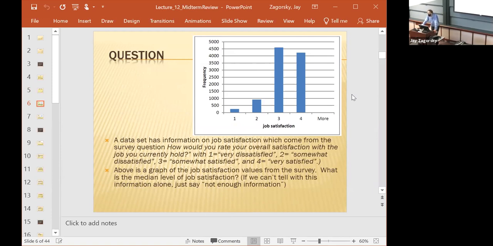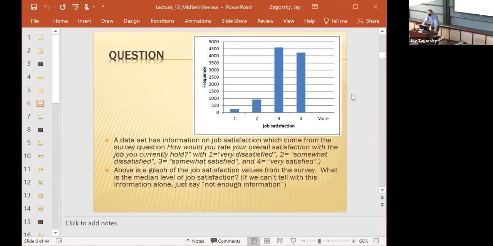2, somewhat dissatisfied. Yeah, it stinks, but I can put up with it. 3, somewhat satisfied. It's good, not great, but good. 4, very satisfied. Woo-wee! I can't believe I'm so lucky. I get to be a BU professor, okay? That's me, 4. Above is a graph of job satisfaction values from the survey.